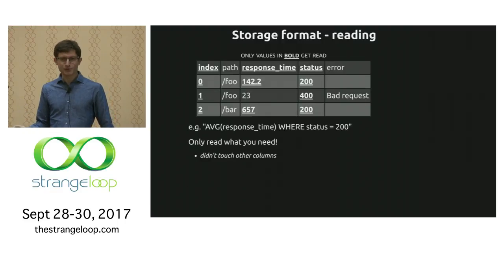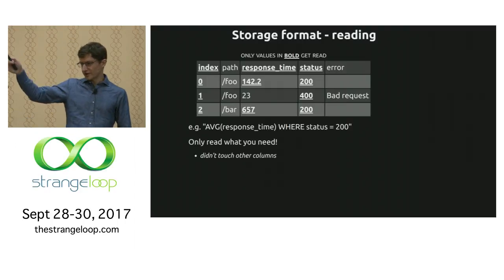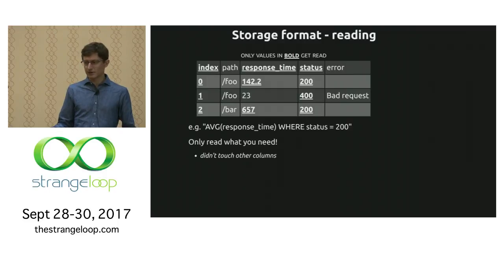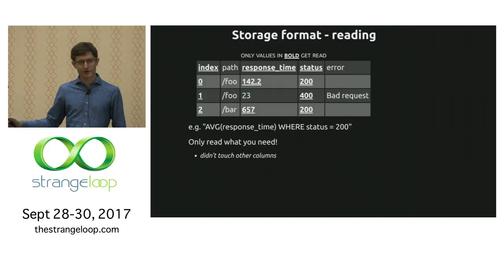So let's jump back to the table view to show what it was that we just did. So I've highlighted all of the values that we looked at. So we opened these files, and we read these values, and we skipped over one value in the response time column. But what we didn't do is go anywhere near the path file. We didn't touch the error file. If there were 100 other files, we didn't touch them either. So we read all of this data without reading most of it.